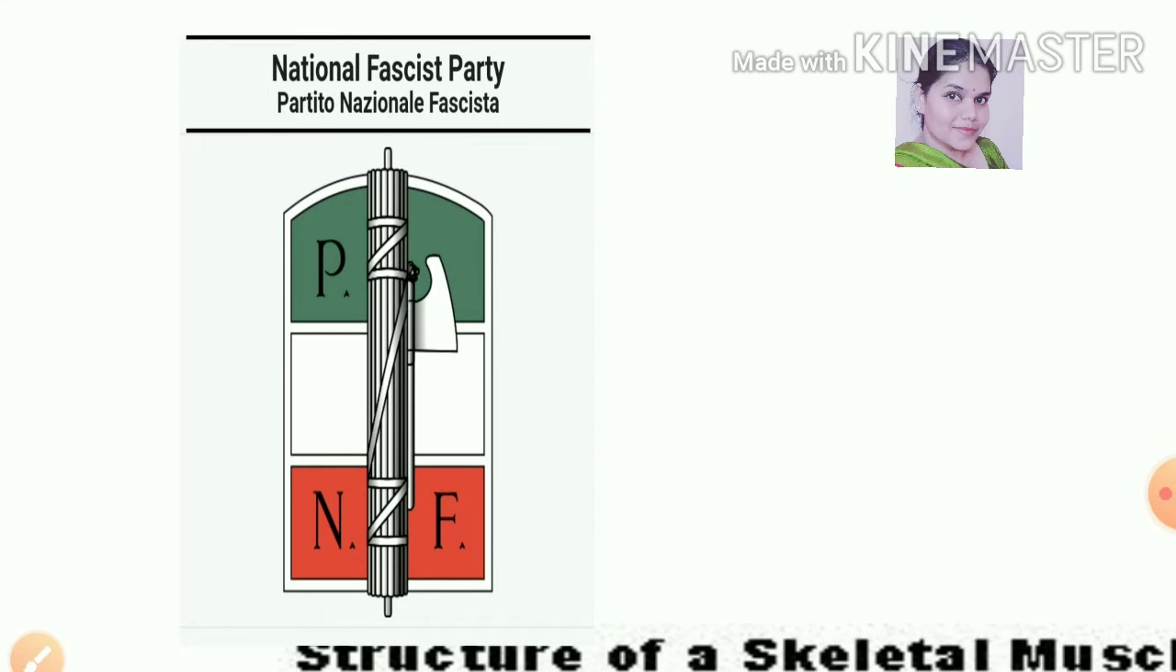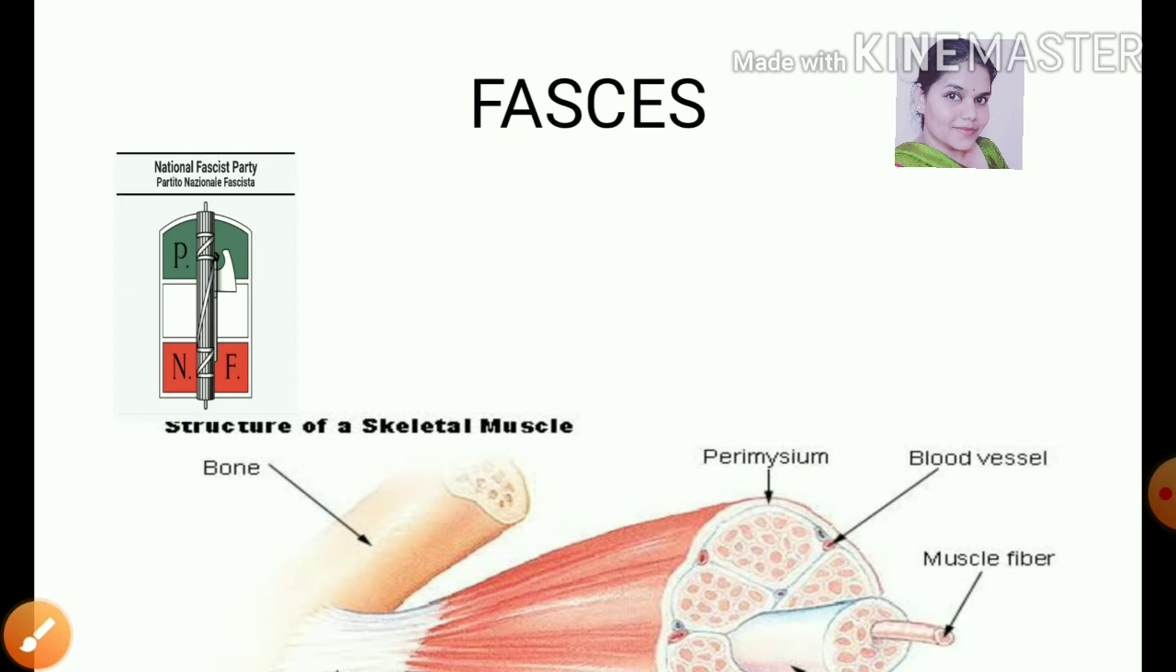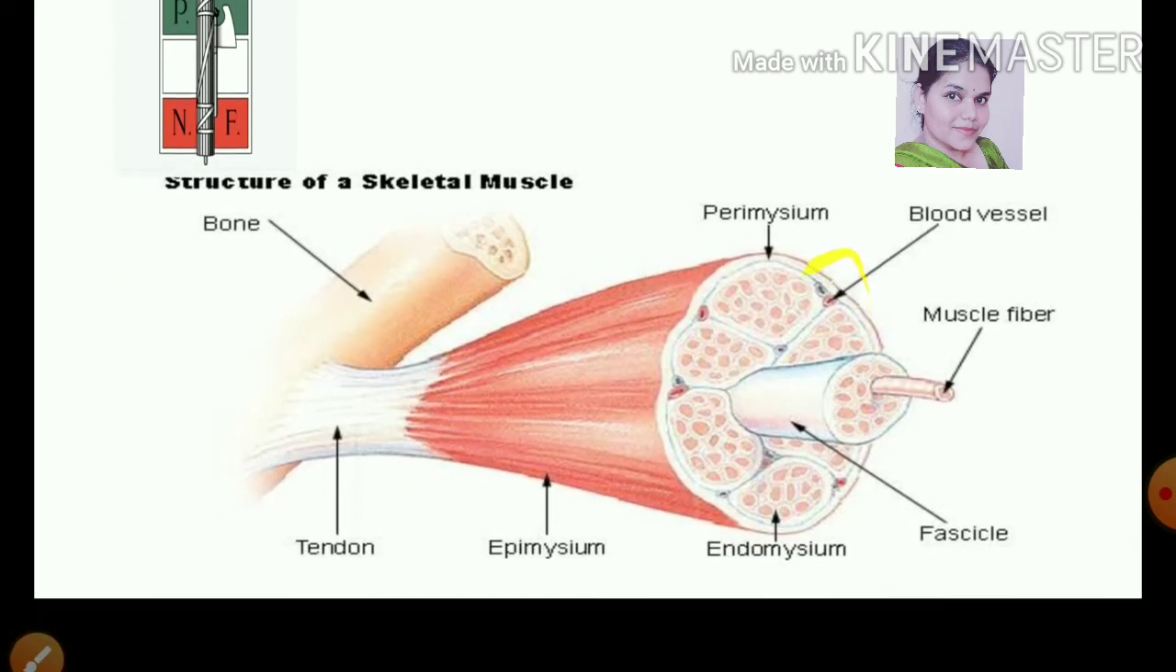This is the National Fascist Party. This is the symbol, in which there is a bundle of wooden sticks. These sticks are joined together and there is one axe also attached to it with its blade emerging outside. So the word fascis means a bundle. Here we can see a bundle of wooden sticks joined together. Now coming back to botany, similar kinds of bundles are present in the plant body also.